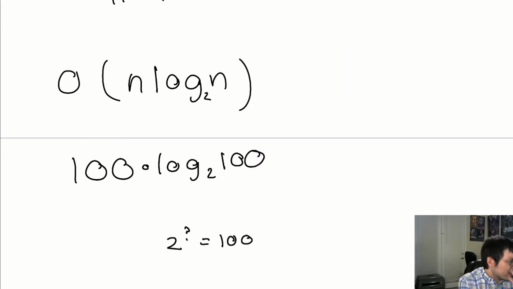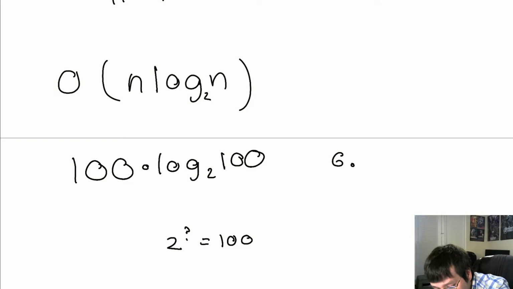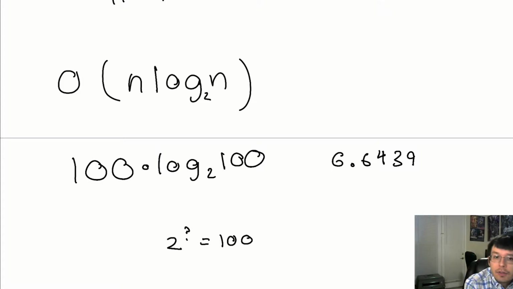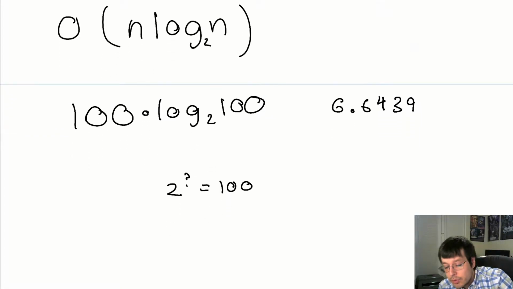It's going to be like, I think 6, but let me just triple check by typing it in. So log base 2 of 100 is equal to 6.64. That's enough digits. And so ultimately, what that is saying to me is that 2 to the power of 6 and change is going to be this value.